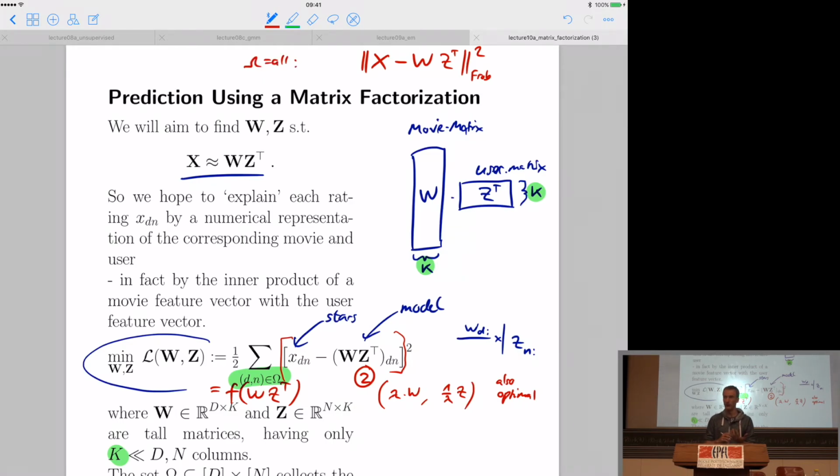So if omega is all the entries, then the cost is equal to this. So you're asking what low rank matrix is closest to my X. And that's exactly what you will get by the singular value decomposition of X. So that's a very easy special case.